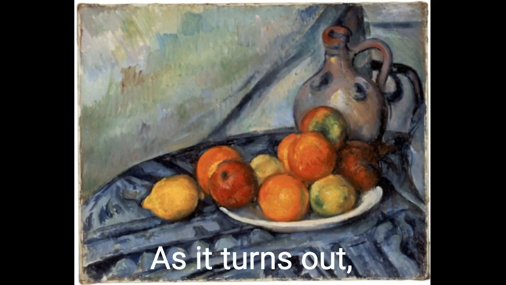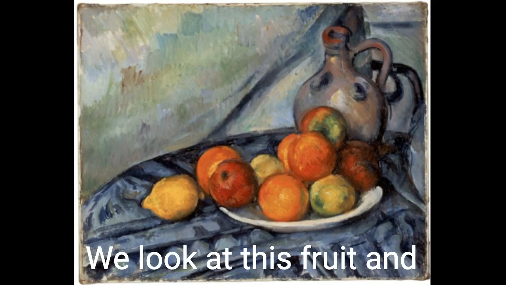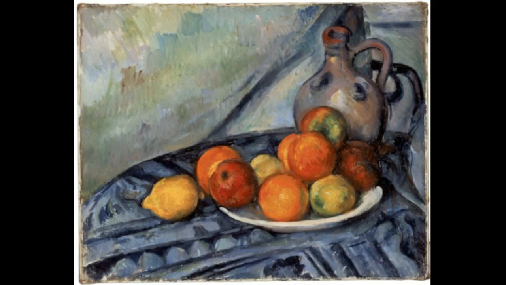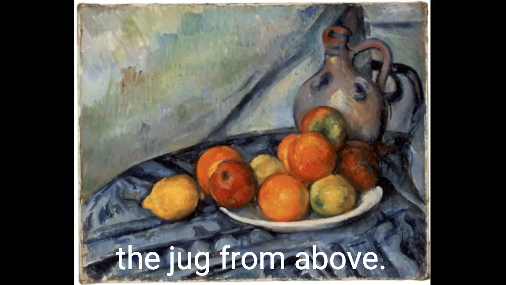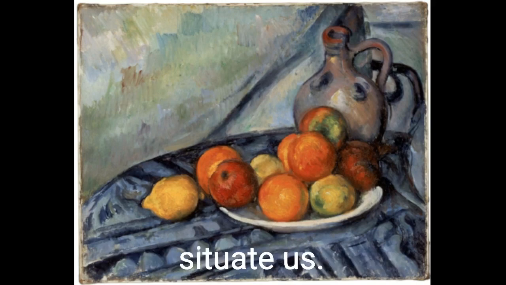And as it turns out, it's wonky. We look at this fruit and this jug on this table. Let's start at a random point. We see the jug from above. So this should situate us.